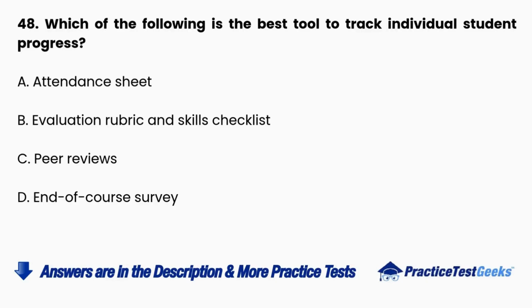48. Which of the following is the best tool to track individual student progress? A. Attendance sheet. B. Evaluation rubric and skills checklist. C. Peer reviews. D. End of course survey.